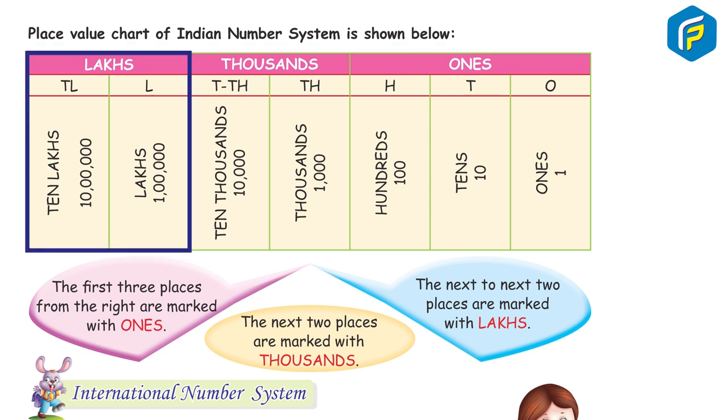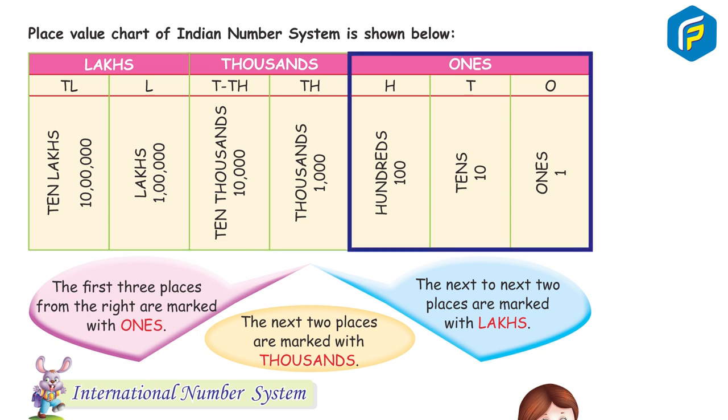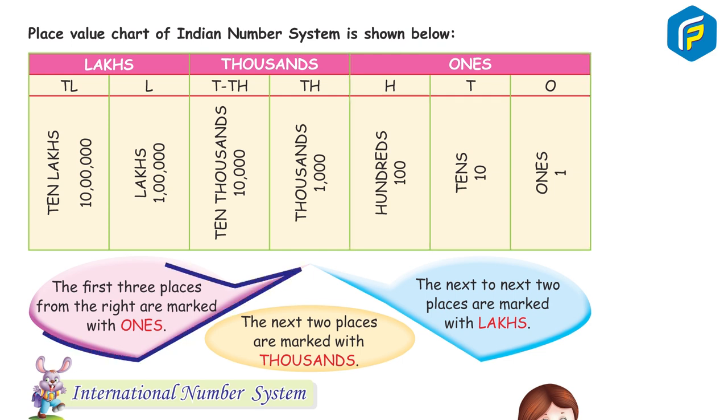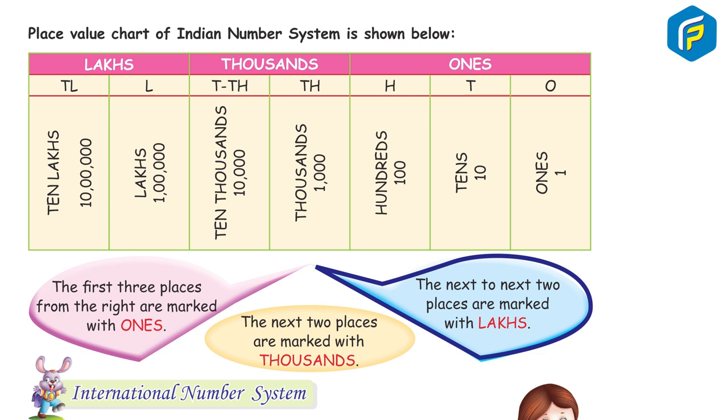Lakhs, TL, 10 lakhs, lakhs. Thousands, TTH, TH, 10,000s, thousands. Ones, HTO, hundreds, tens, ones. The first three places from the right are marked with ones. The next two places are marked with thousands. The next two places are marked with lakhs.